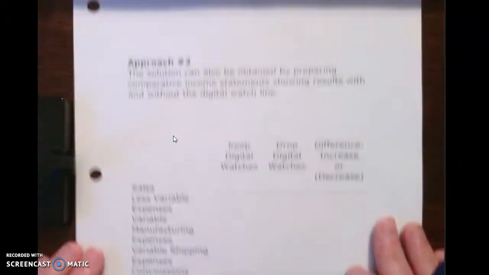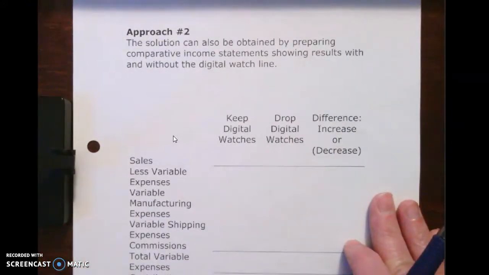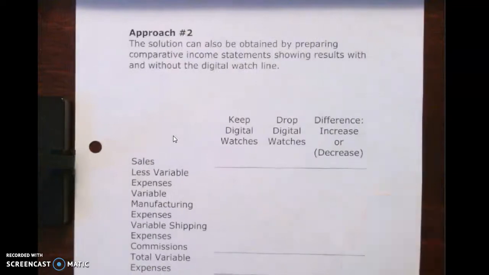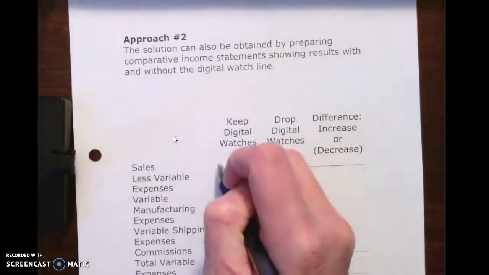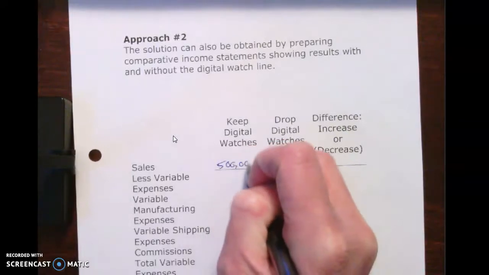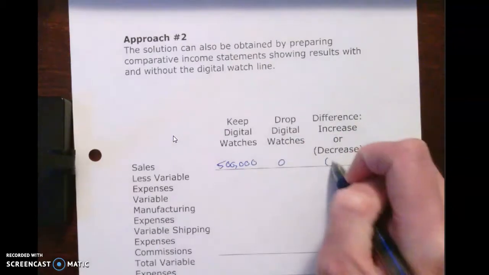All right, let's take a look at approach number 2, which is the other way to do it, which is to do comparative income statements, okay? And so I'm going to get you started on this, and then I want you to go ahead and pause the lecture video and complete it, okay? So if we come over here and we say we keep the digital watches, we have our $500,000 sales, and then if we drop it, we have zero.